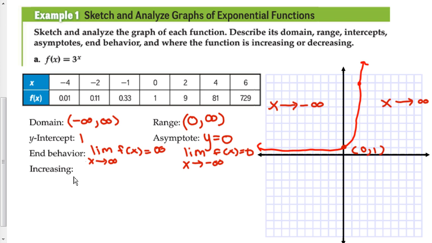Last thing, increasing. This is asking what interval is this graph increasing? The way we read it for increasing, decreasing, and constant is from left to right, just like you would read a book. So, from the left to the right, imagine yourself walking. Are you going to be going up a hill or down a hill? Since I'm walking up, this means that I am increasing. There's nowhere where my graph is decreasing. So we are increasing everywhere, which is negative infinity to positive infinity.